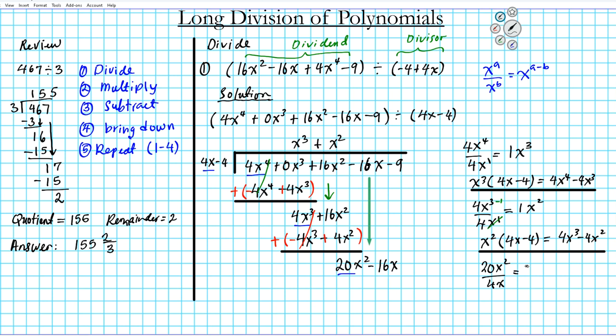20 divided by 4 is 5. And then you subtract the powers here. 2 minus 1 is just 1. 5x to the 1 is just 5x. So place that in the linear column, plus 5x.